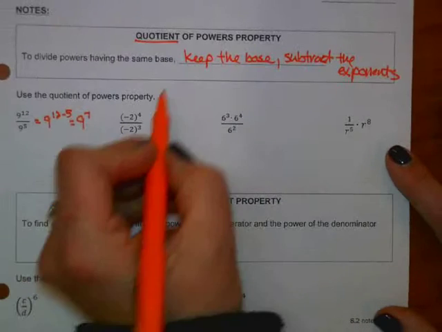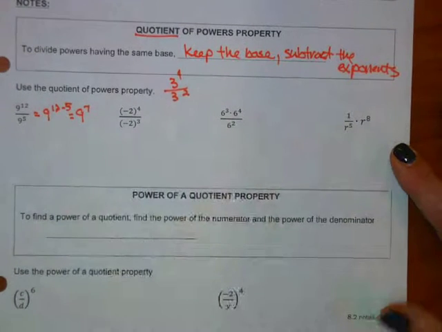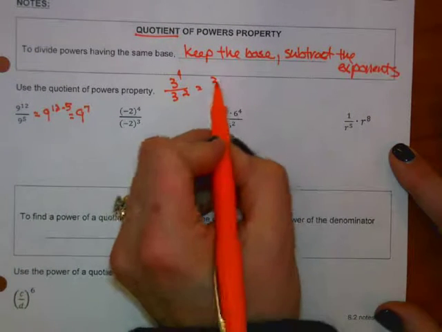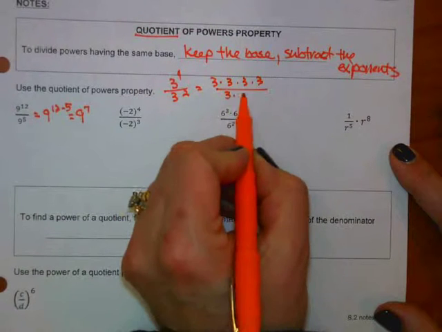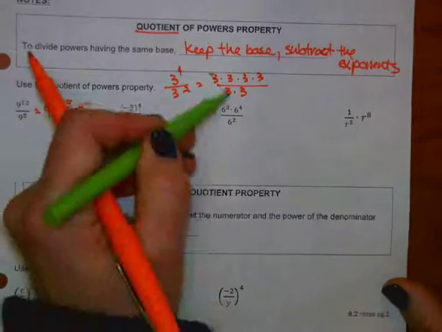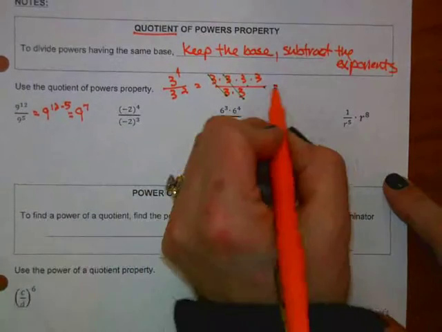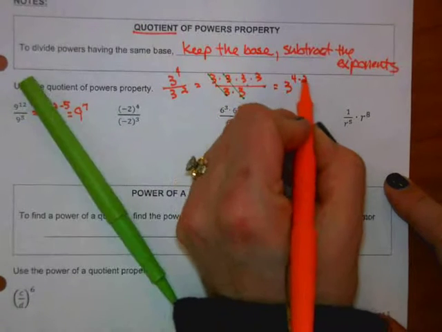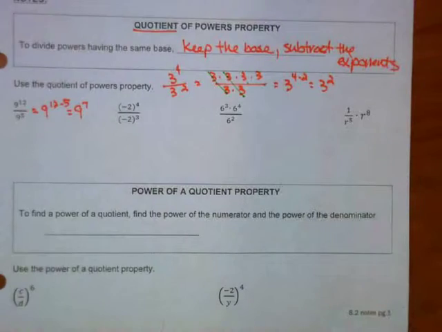Let's say we have this, 3 to the 4th divided by 3 squared. This means this, right? 3 times 3 times 3 times 3. And this means this, right? Okay, if you cancel two of these, what are you left with? 3 squared, which is the same as 3 to the 4 minus 2, which is 3 squared. That's why it works, okay?